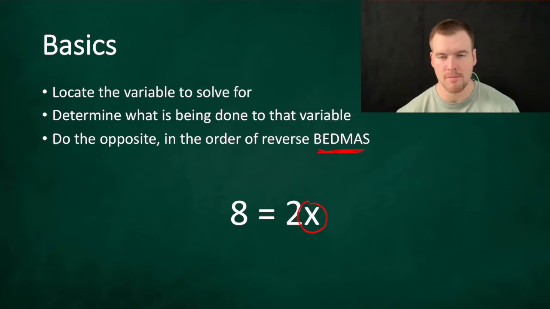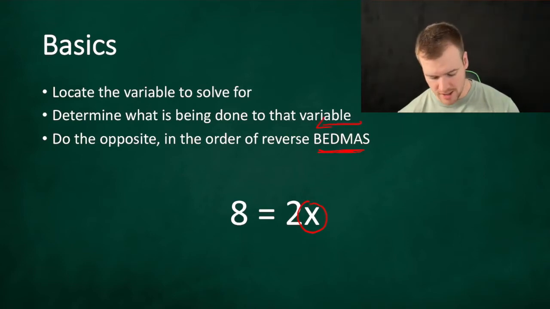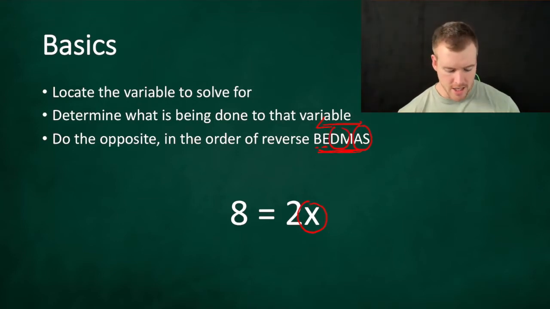So you might remember BEDMAS from some previous courses. What it stands for is the order that you should be solving a problem in. And normally we go brackets, exponents, division, multiplication, addition, subtraction. But when we're rearranging or solving for a variable, we're going to go in the reverse direction. They kind of come in groups here. Addition, subtraction are together, division, multiplication, then exponents, then brackets. So we're going to look at this problem.